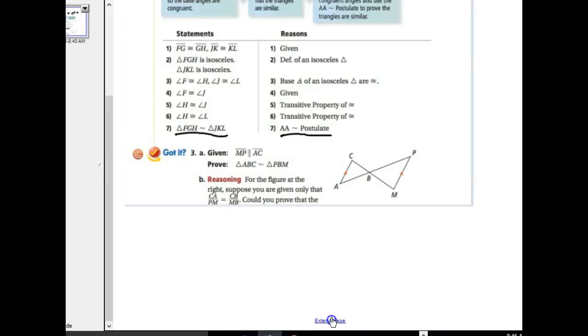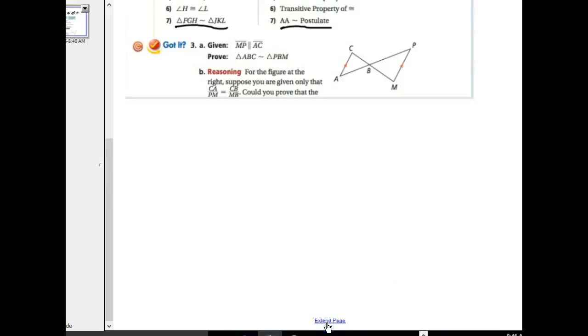And let me extend the page here a little bit. We're going to do our own proof in the Got It section. Now, you can see in the picture there that you have two triangles that are kind of crisscrossing and sharing a common point B there. But they're telling you, these little arrows here, right here and right here, are telling you that the two lines are parallel, which is what this statement is saying here, given that MP is parallel to AC.